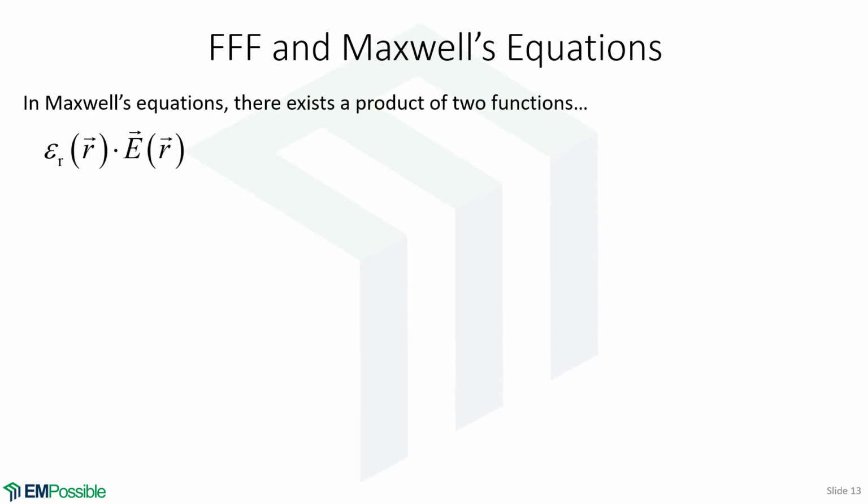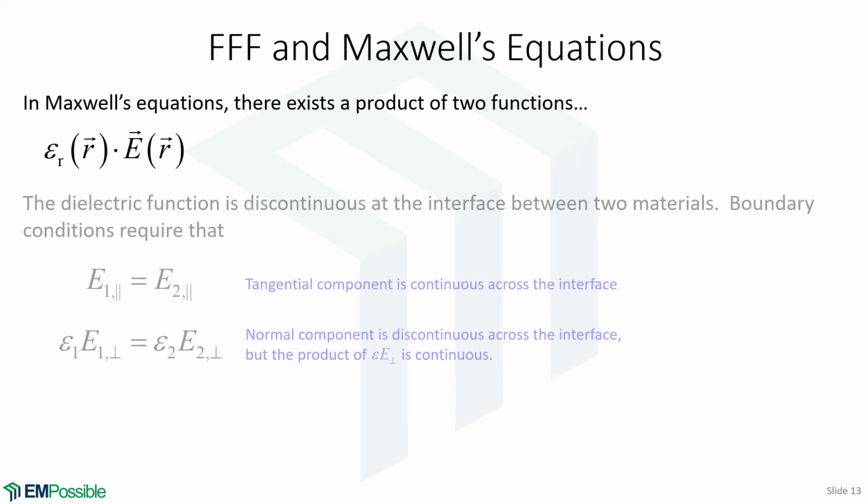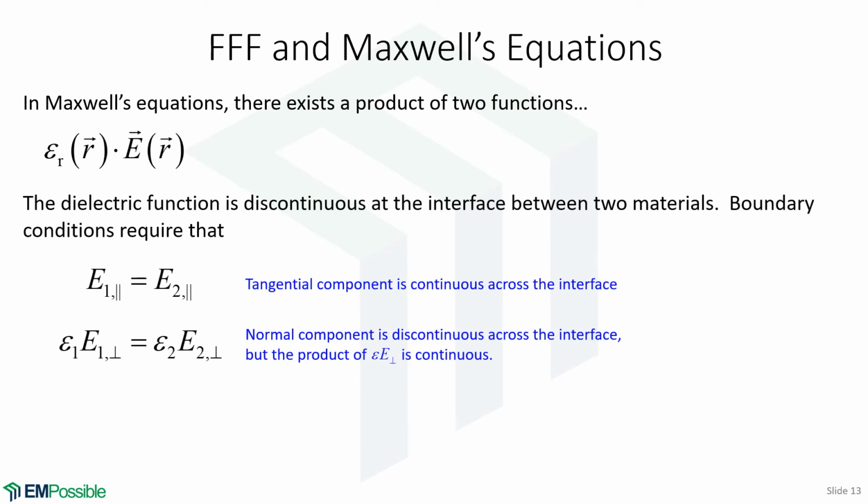So let's think about Maxwell's equations. We have a case where we have the permittivity times the electric field, and at a discontinuity where the epsilon is discontinuous, so will the electric field, or at least the normal component will. So let's remember our boundary conditions. The tangential component of the electric field, that is continuous across the interface. The normal component of the electric field is not continuous across the interface. However, the product of the permittivity times the normal component, this product is continuous across the interface, which of course is going to be a fixable thing here.